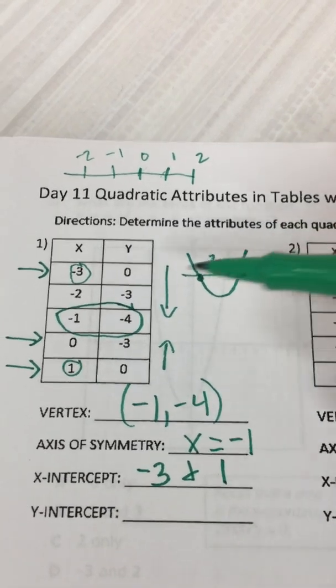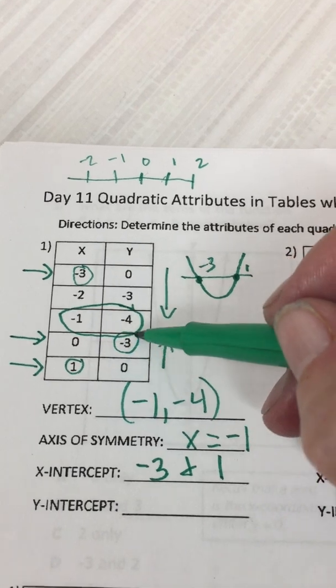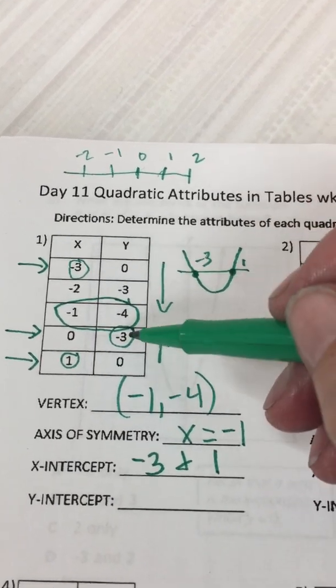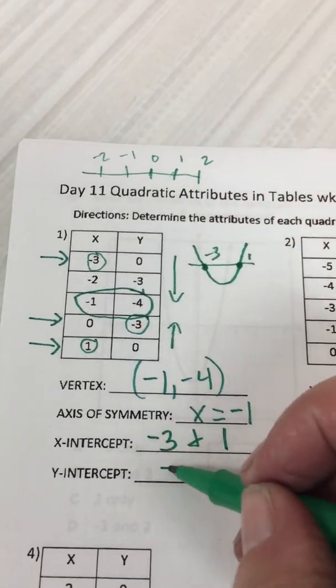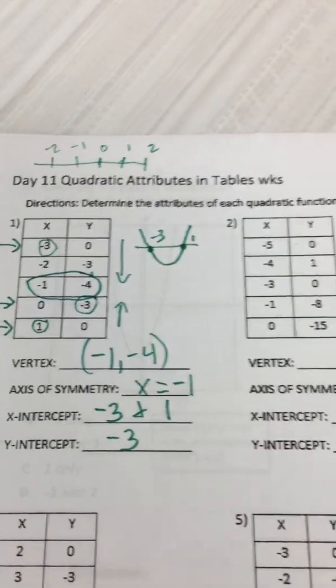All right. Now, the y-intercept, the one that's not being used is this one. Does it have a number in the y position? Yes. So this one is my y-intercept. So it's crossing the y-axis at -3. See how easy it is to pick that up from the table, the things that we can find?